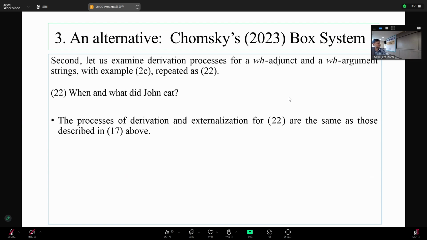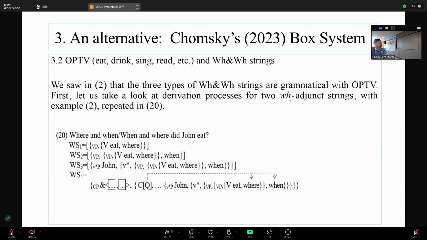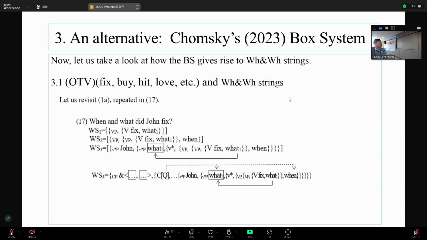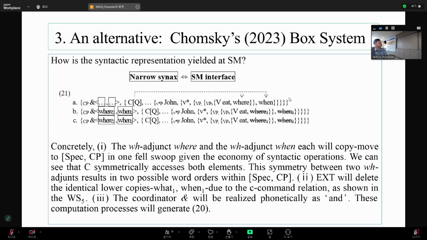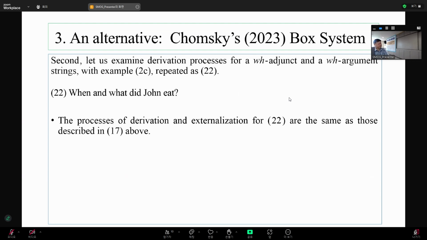Next. Second, this one, important. Let's examine the derivation process for the agent and the argument strings with this example. When and what is it. The processes of the derivation and externalization for 22 are the same as those described in 17 above. The same.